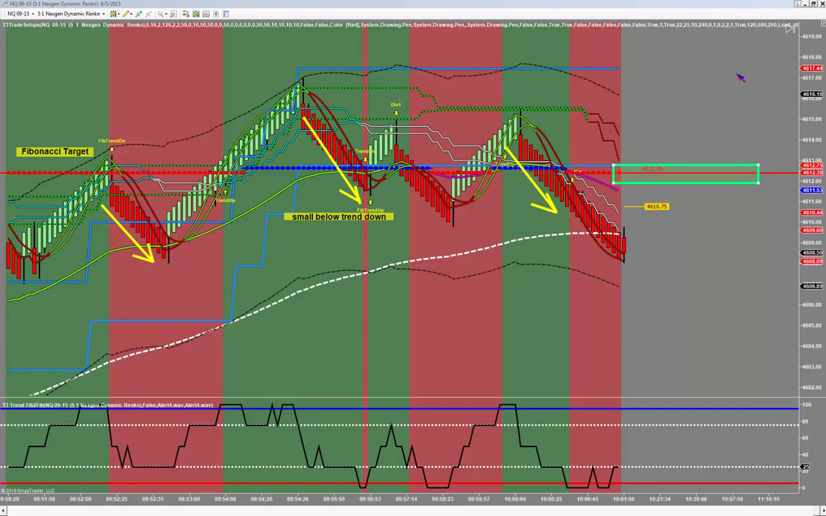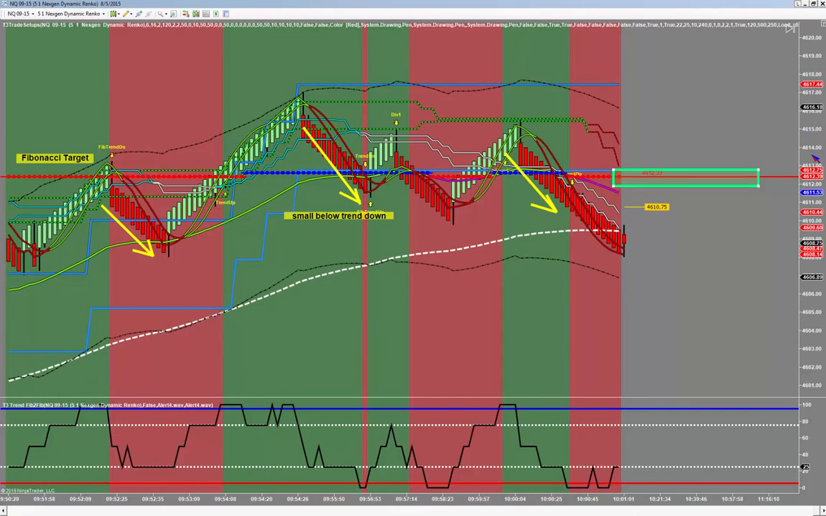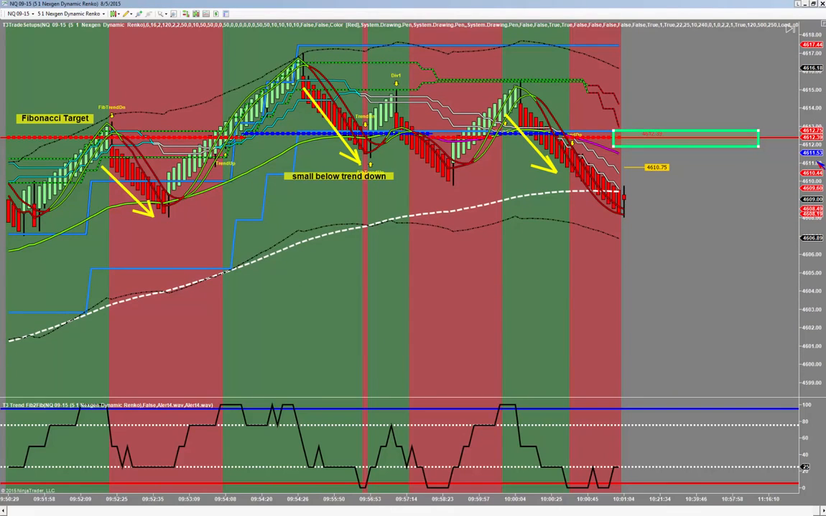Hopefully you see that. We'll just watch one market for now. Nice and one market, one chart. Nice and easy.